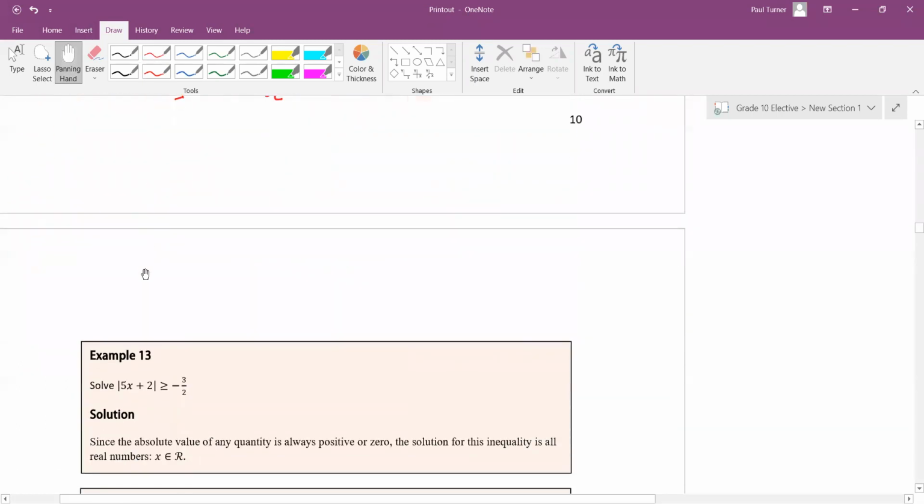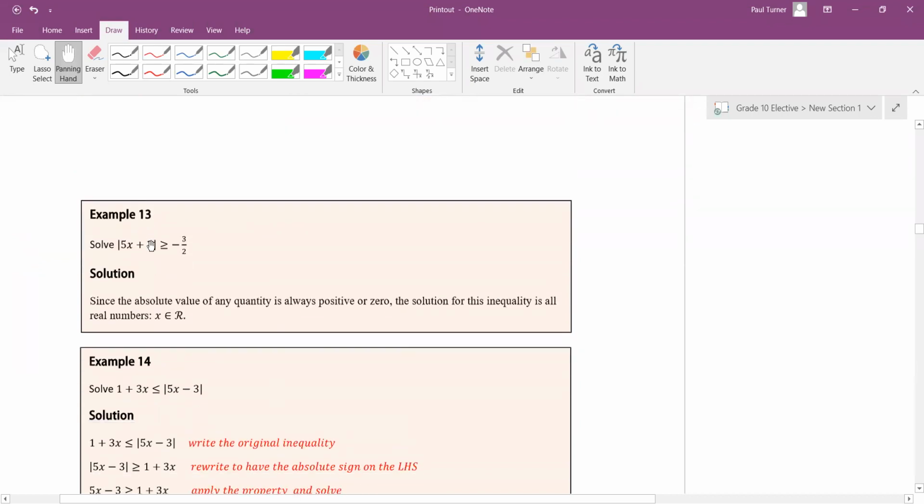All right, so this question here is kind of like the previous one where we had no solution. So this number here is always positive, isn't it? So whatever x value I put in here, this is always going to be true, greater than a negative number. Okay, so this is always going to be true. Whatever x value you put in here, this number is going to be positive, and a positive number is always greater than a negative number, isn't it? It doesn't matter what it is.